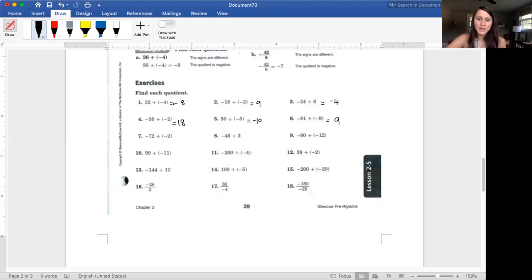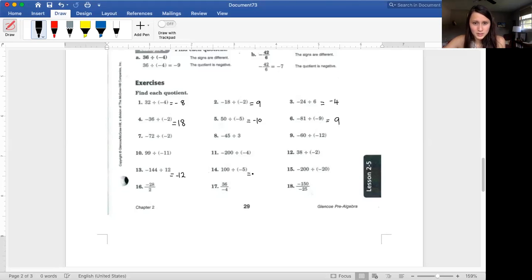Remember, when there's just one negative, the answer stays negative. If there's two negatives, they come together and make it positive. All right, let's do 13 through 18. On the bottom, there's some fractions included in here, but remember, it's the same thing as dividing. So 13 would be -12.